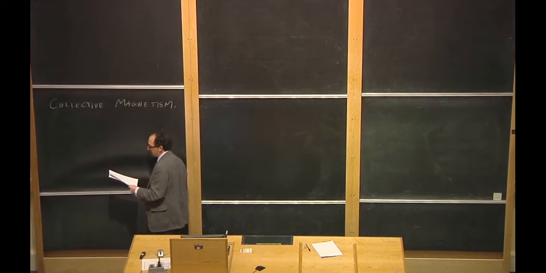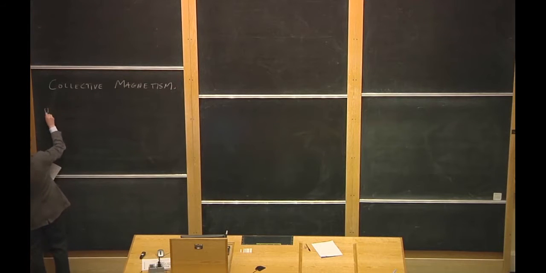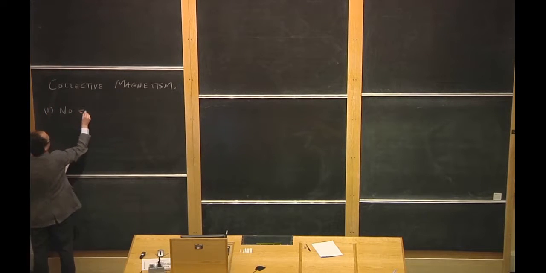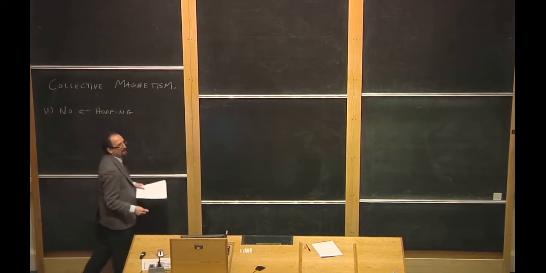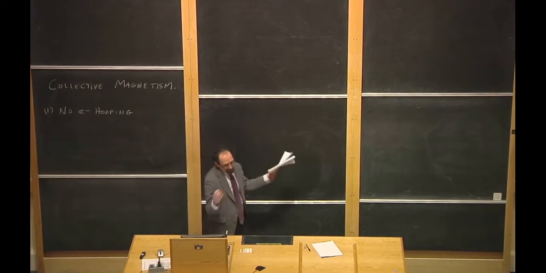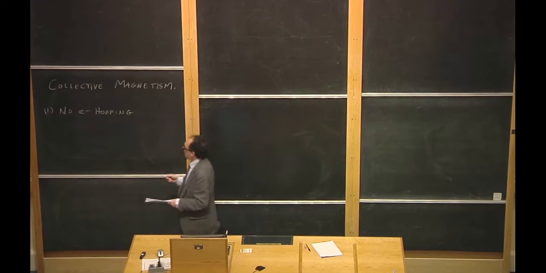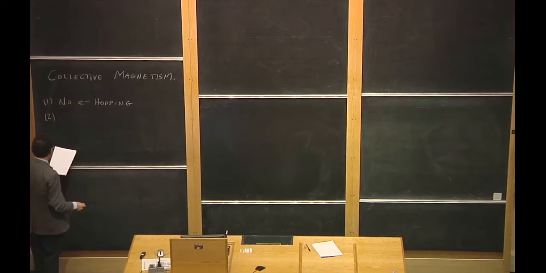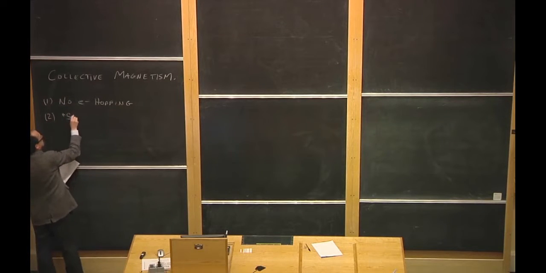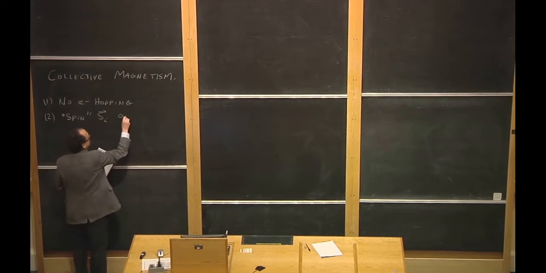So we have a couple of approximations in our model. Our toy model will have, one, no electron hopping. So we don't have to worry about any sort of band physics. We don't have to worry about the tight binding model. We don't have to worry about Pauli paramagnetism. All of that has been thrown out. So with no electron hopping, we can assume that on each atom i there is a spin S_i.